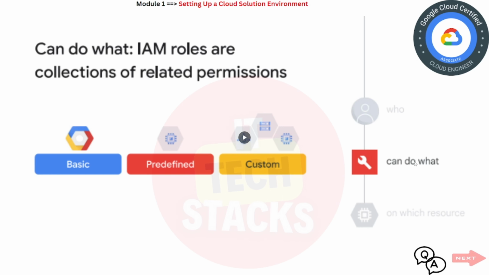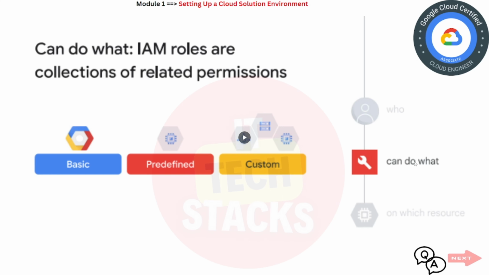Okay, so for example, to manage virtual machine instances in a project, if you have created any virtual machines in a project, you have to be able to create, delete, start, stop and change virtual machines. So these permissions are grouped together into a role to make them easier to understand and easier to manage.